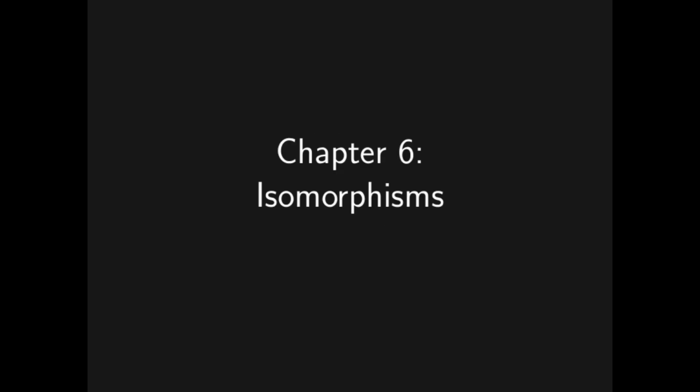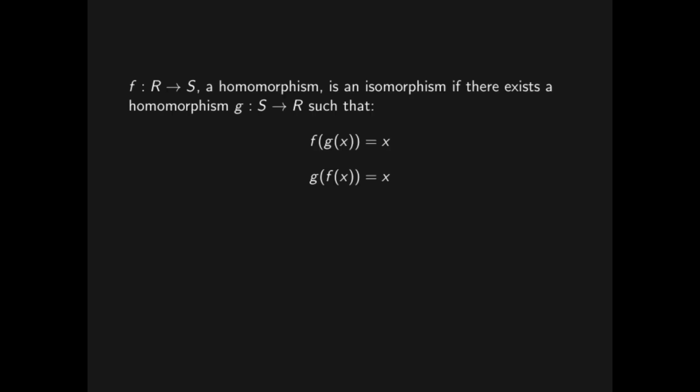Finally, we will talk a bit about isomorphisms, which are homomorphisms that are invertible. Essentially, if f is a homomorphism from R to S, then we say that f is an isomorphism if there is another homomorphism g from S to R such that f of g of x equals x and g of f of x equals x. Essentially a two-way structure preserving correspondence. The identity homomorphism is always an isomorphism and it is its own inverse.